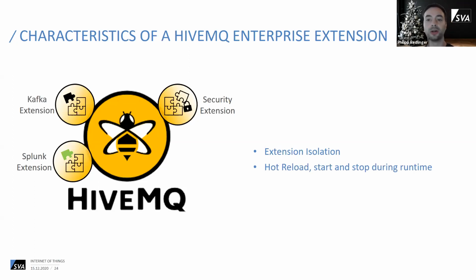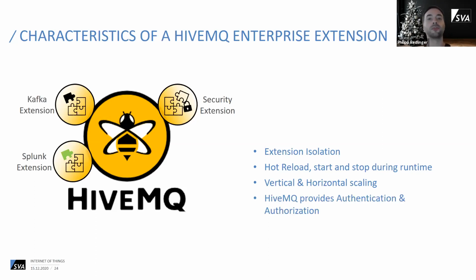There's the possibility of having a hot reload and start and stop during the runtime of these extensions. So basically you can make adjustments to your extensions. You can reconfigure them if you need a different setup, and you don't need to shut down your whole HiveMQ cluster for this. You can just have the changes be reflected on the fly by the hot reload. There are the capabilities of vertical and horizontal scaling that the extensions benefit from. HiveMQ can scale on multiple cores on the same machine or also on multiple machines, and these extensions can leverage that. And HiveMQ can act as a provider of authentication and authorization. So it also has a nice integration with enterprise directory systems, for example. For user management, you can use Active Directory or LDAP, and these extensions can build on that as well.